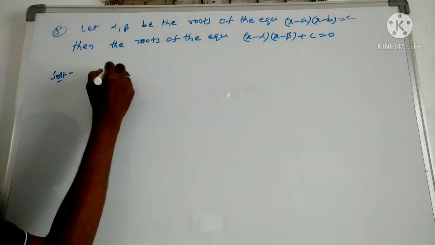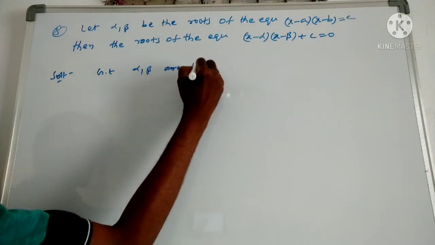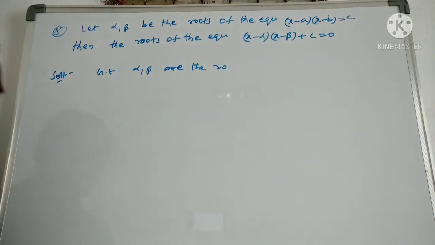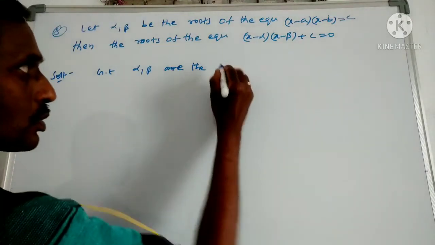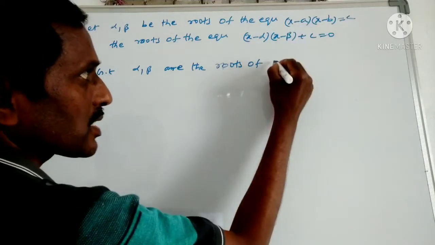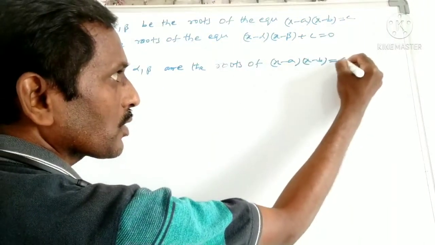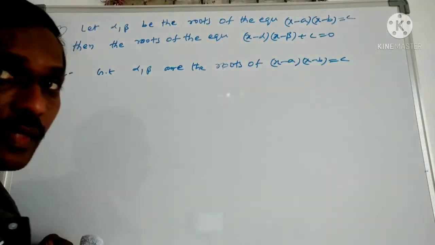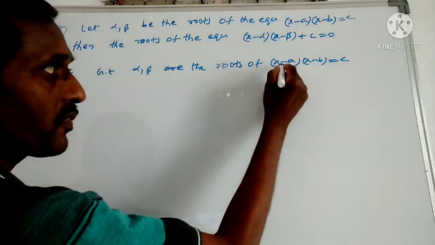Given that alpha, beta are the roots of (x minus a) into (x minus b) equals c. Now first you convert this into the quadratic form, then only you can write the sum and product values of these roots. So I am going to simplify this.